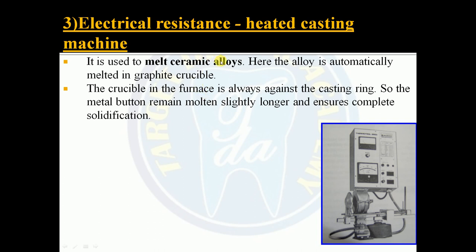Coming on to the electrical resistance heated casting machine, it is used to melt ceramic alloys. Here, the alloy is automatically melted in a graphite crucible. The crucible in the furnace is always against the casting ring, so the metal button remains molten slightly longer and ensures complete solidification.